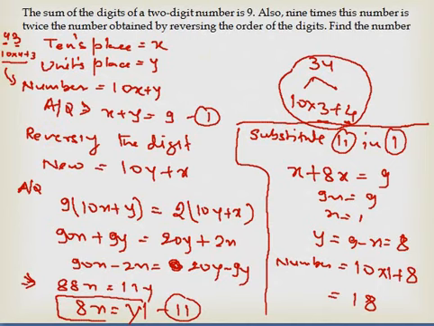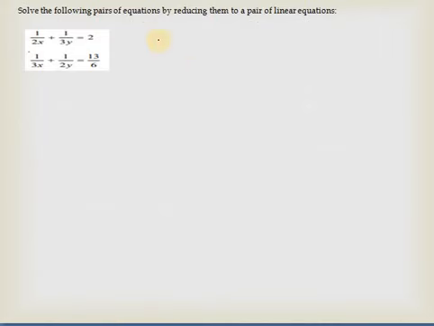If they ask us to interchange the digits, then interchange the digits, and then you can do it. Okay, now the next question: solve the following pair of equations by reducing them to a pair of linear equations. This is a linear equation, but we cannot directly solve it, we have to transform it into a simpler form and then we can solve it. So how can we do this?